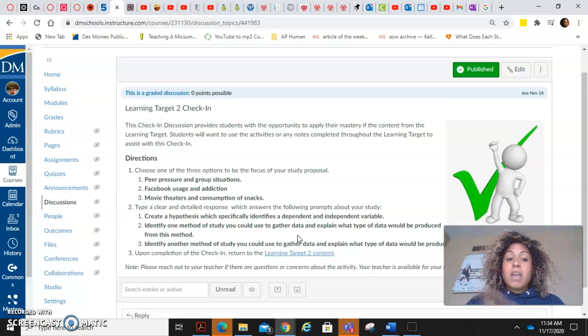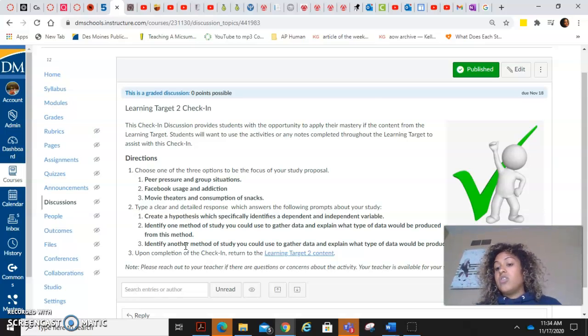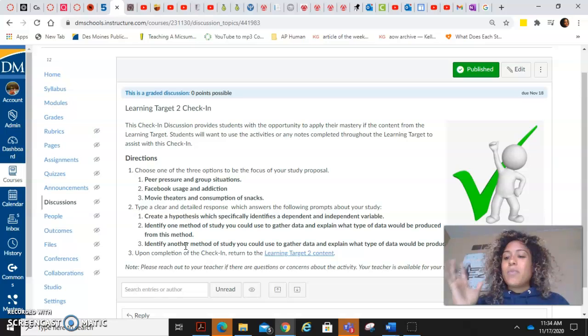And then your backup, the last step, is to identify another method. So a backup method you would use to gather information. Obviously, my last one would be naturalistic observations. I would literally stand there with a clipboard, and as couples come by, I would check off whether or not they stopped at the concessions and that type of thing. So that's kind of what you're doing.